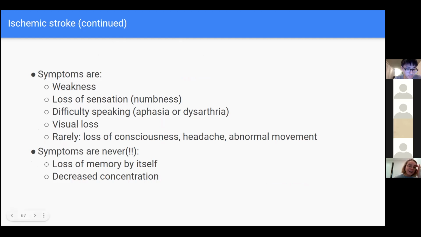And it's really never just a loss of memory by itself or a decreased concentration. That's really important to know, because especially in clinical practice, the patient will come, and strokes are so common in the population. They will say, I think I had a TIA, like a mini stroke, and you ask, okay, what were the symptoms? And they say, oh, I lost my memory, or I have decreased concentration. And really, those are not symptoms of ischemic stroke, especially if they're by themselves.